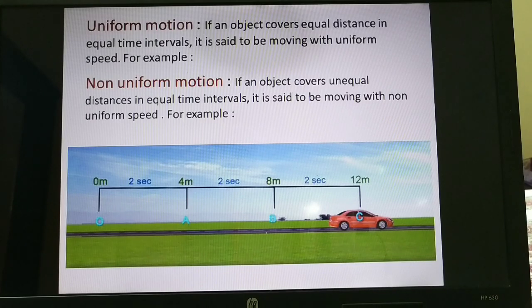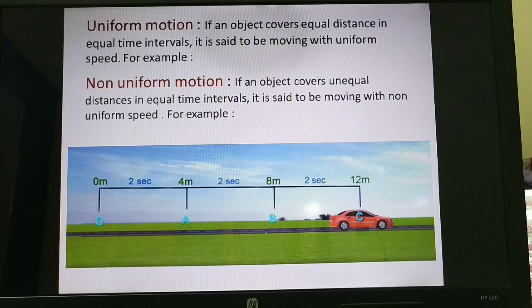Yes, after school, during the bell ring, that is during your PT period when you are traveling from your class to your ground, is your motion uniform? No. So those are the examples of non-uniform motion.